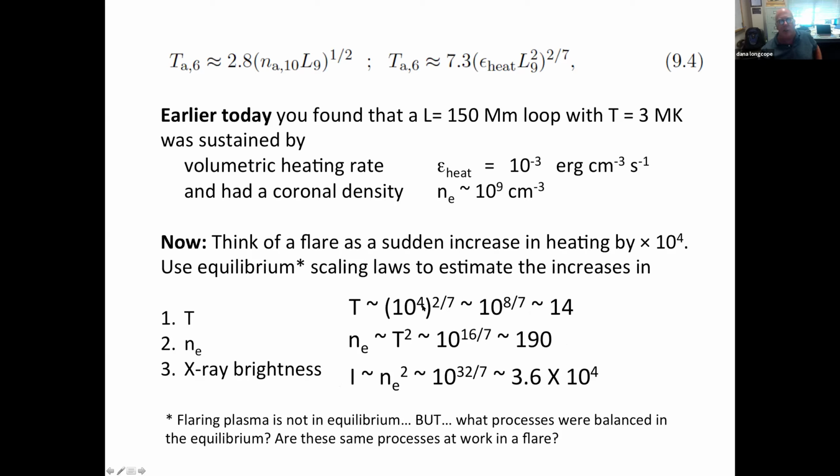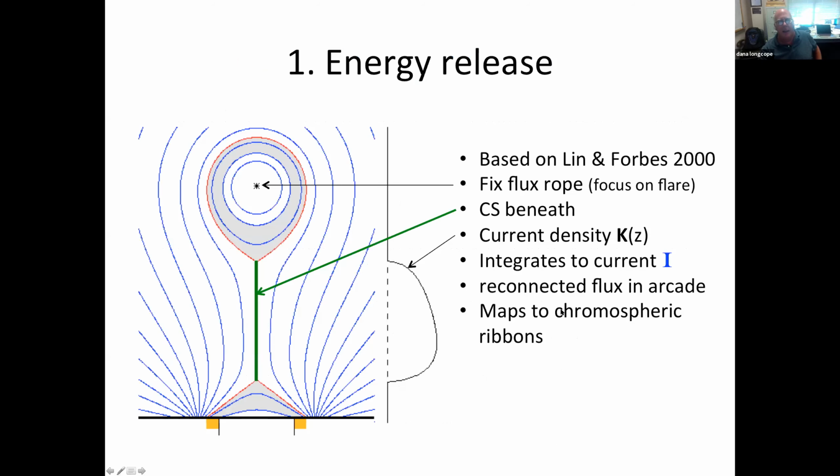So again, just like with the coronal loops, one of the important things to remember is that when this energy is released, it heats the plasma a bit. I mean, 14 isn't trivial, but it's hardly 30,000. It raises the density. That's the important part of a flare. That's the reason it gets so bright: the density has gone up so much. Okay, all right.